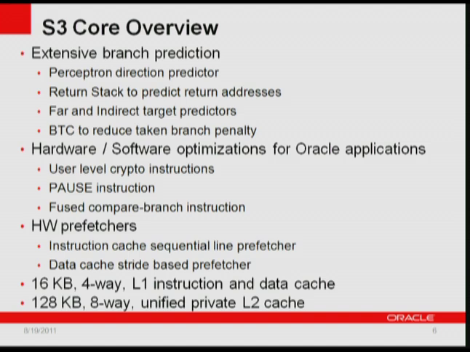S3 has an instruction cache sequential line prefetcher. Up to 16 iCache prefetches can be outstanding at a time on S3. It has a data cache stride-based prefetcher. Up to 24 data cache prefetches can be outstanding at a time. S3 has a 16 kilobyte 4-way level 1 instruction cache. It also has a 16 kilobyte 4-way level 1 data cache. And lastly, S3 has a 128 kilobyte 8-way unified L2 cache, and it has 1 of these per core.